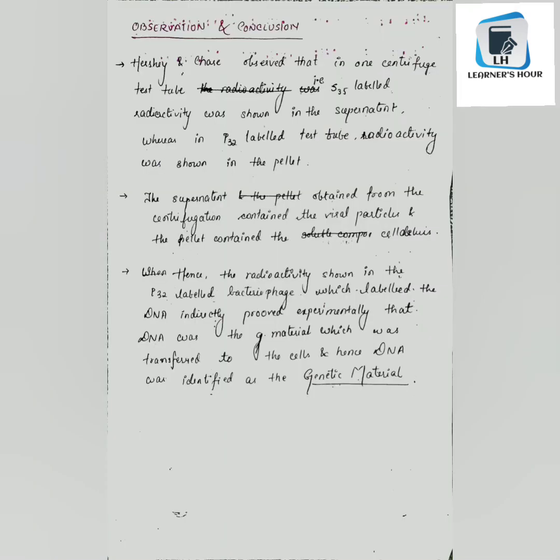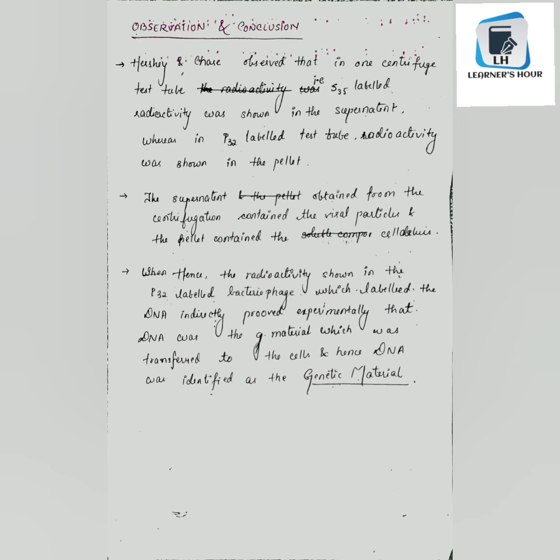So after centrifugation, the scientists observed that in one of the test tubes in which S35 radioactively labeled virus was present, the radioactivity was shown in the supernatant, whereas in the second test tube, which was radioactively labeled with P32, the radioactivity was shown in the pellet.